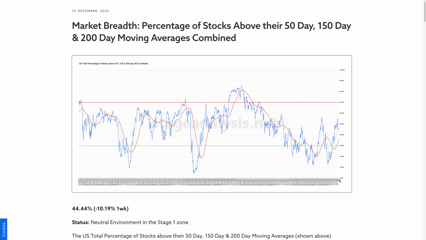So this is also a way of doing stage analysis. When you're in the 0 to 40% range, you're in the stage 4 zone. When you're in the 40 to 60% range, you're in the stage 1 or stage 3 zone. And when you're in the 60 to 100% range, you're in the stage 2 zone.